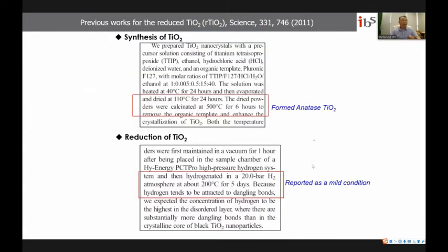Okay, this is the condition of what they have done. Why did they publish in Science? At the moment, the condition is a low temperature, 200 Celsius degrees and 20 bar with hydrogen. They start with the anatase phase TiO2, and they report this as the mild condition, right?